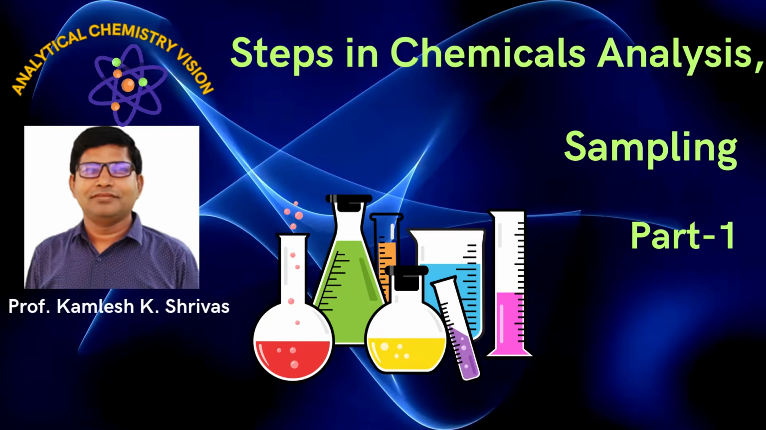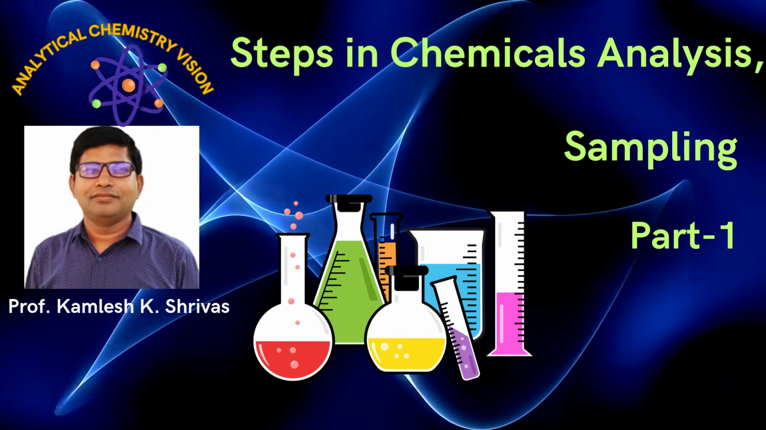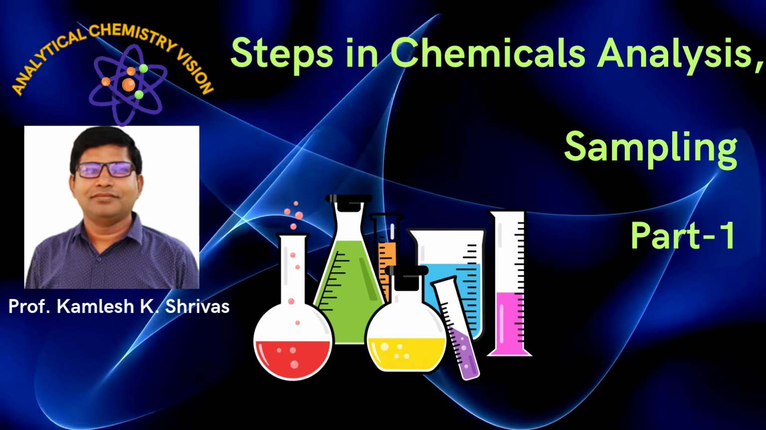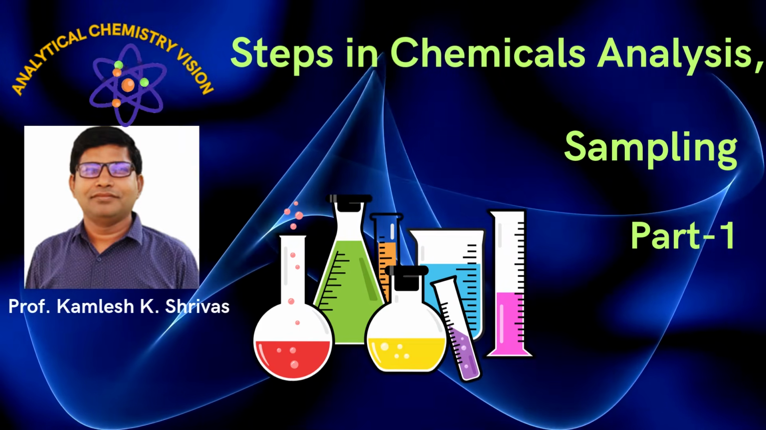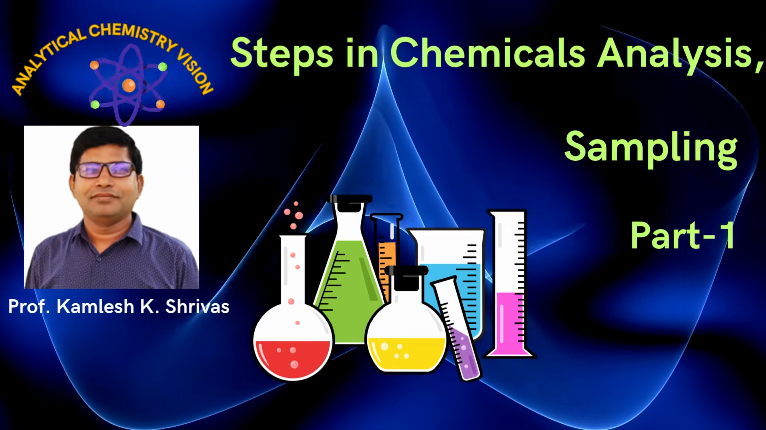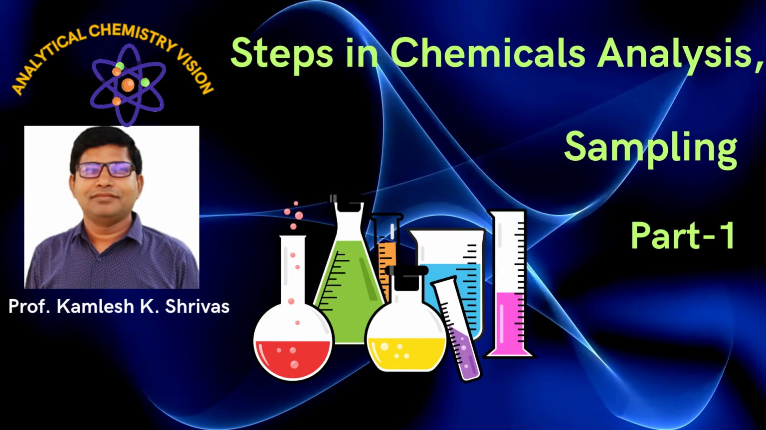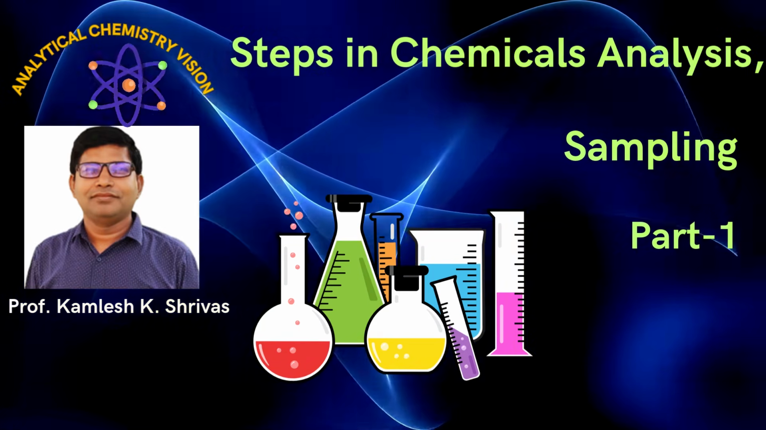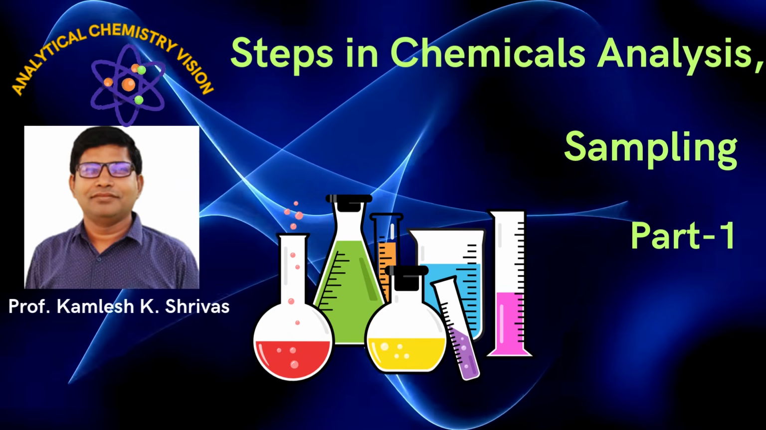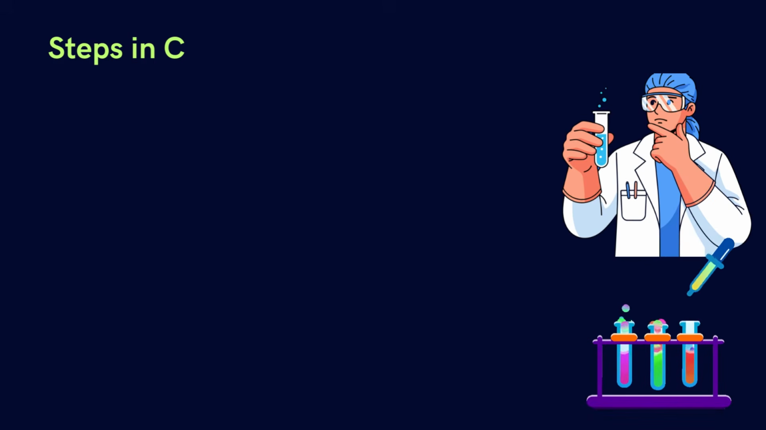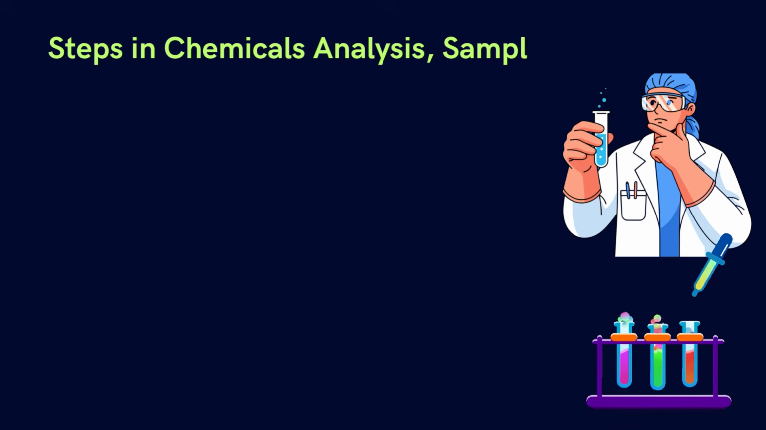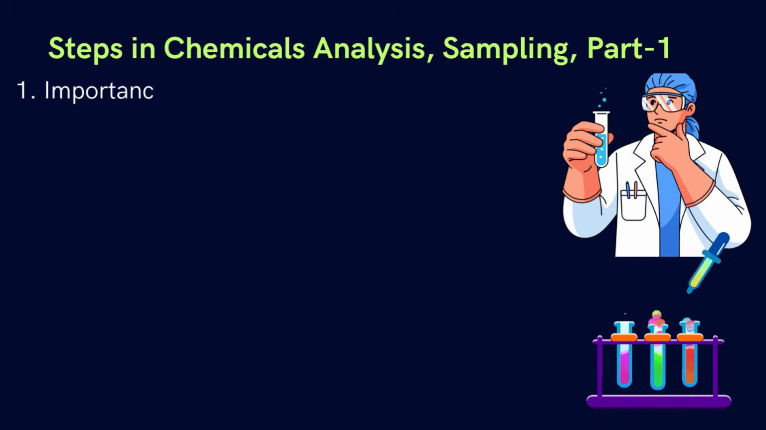Let us begin a very interesting and highly useful topic for UG, PG, and research students. The steps in chemical analysis, Part 1: Sampling. In this lecture, we will learn how environmental, food, and clinical samples are systematically processed to determine their chemical composition. We will learn the following topics in Steps in Chemical Analysis, Sampling, Part 1.